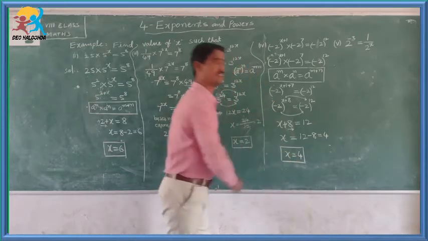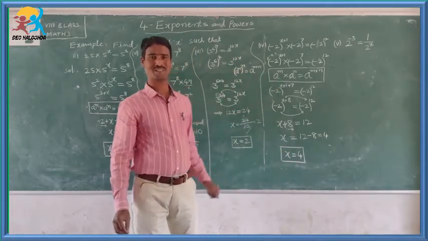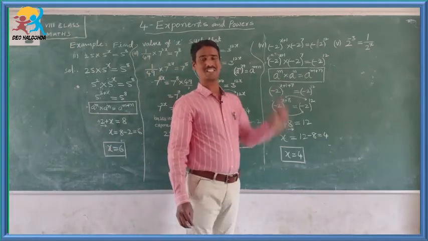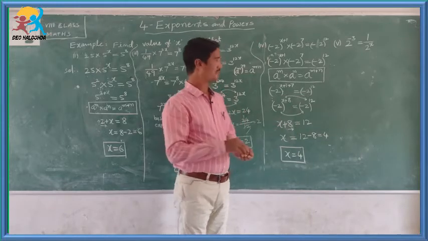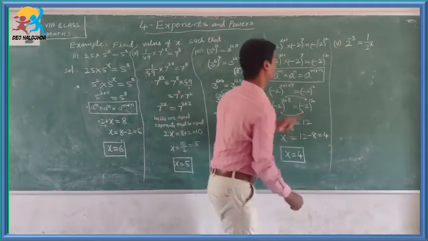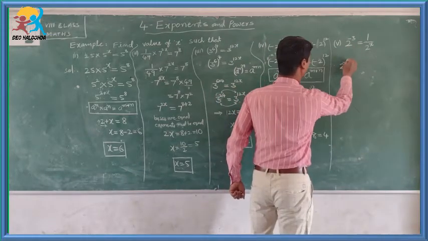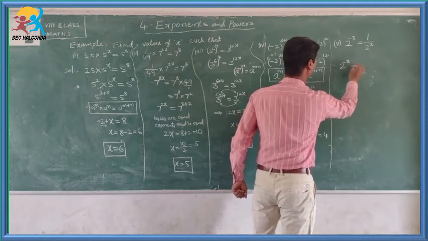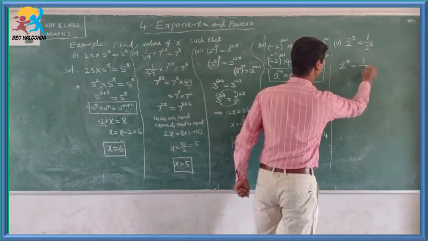How nice. Very simple problem. Go to the next problem. You also try yourself. I will do it on the blackboard, and you do it yourself on your paper. What is the problem here? 2 to the power of minus 3 is equal to 1 by 2 to the power of x.